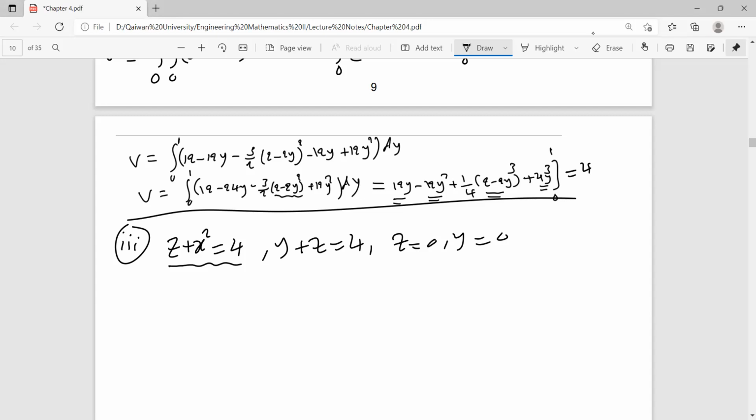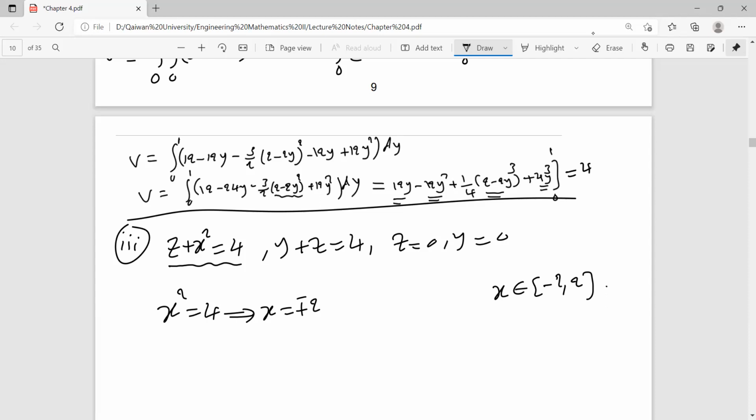Z plus x squared equals 4. But we are given that z is 0. If we replace z by 0, what do we get? We get x squared equals 4. That means x is plus or minus 2. That means we got both the lower and upper limits of x, which are minus 2 and 2. So x belongs to minus 2 and 2. The lower limit of the integration with respect to x is minus 2, and the upper limit is 2. That's the lower and upper limits.